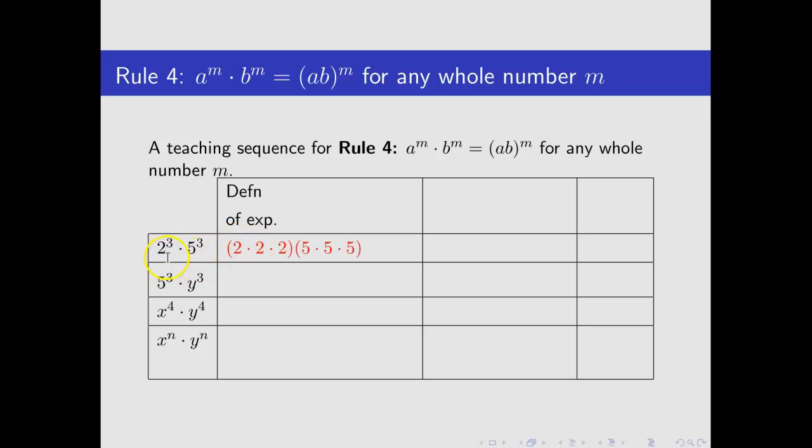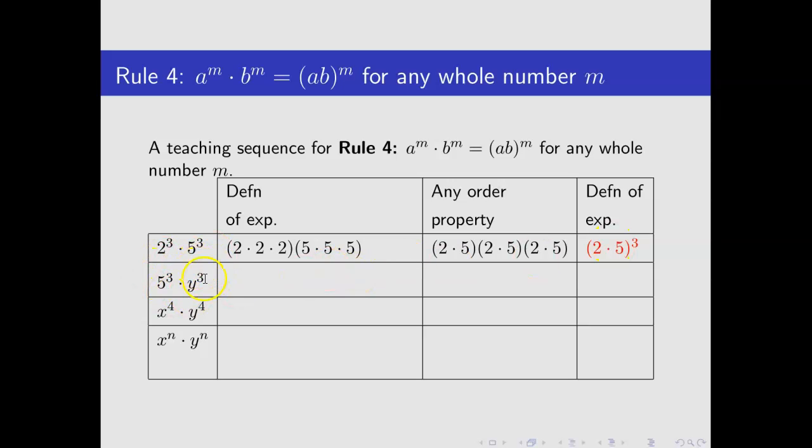So first, we have 2 to the third times 5 to the third, which we can rewrite as 2 times 2 times 2 times 5 times 5 times 5, using the definition of exponent for both 2 to the third and 5 to the third. And then we're going to use the any order property to reorder our multiplication there so that we have 2 times 5 times 2 times 5 times 2 times 5. So we're just pairing 2's and 5's together. And then from our definition of exponent again, we have 2 times 5 multiplied 3 times. So that's 2 times 5 quantity to the third power.